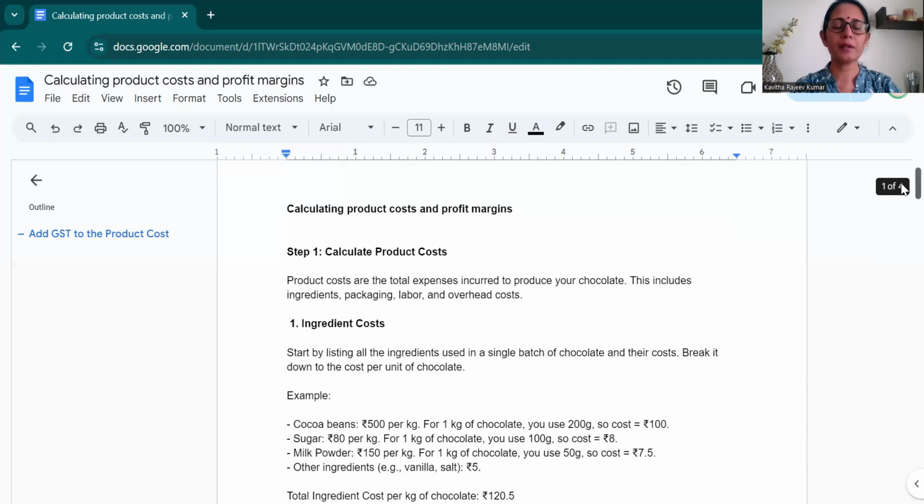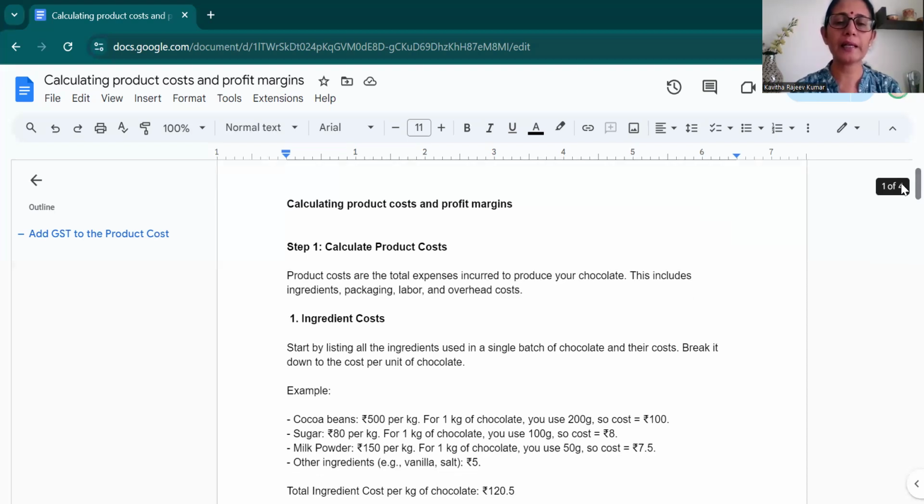Say, for example, you want to calculate the ingredient cost. How will you start? First and foremost, list all the ingredients that are used in one single batch of chocolate and their costs. Break it down into cost per unit of chocolate. Say, for example, cocoa bean, if cocoa bean is costing 500 rupees per kg, then if you have used only 200 grams, you have to calculate the cost for 200 grams, which is coming to around 100 rupees.